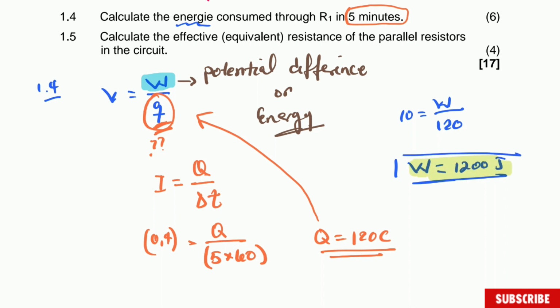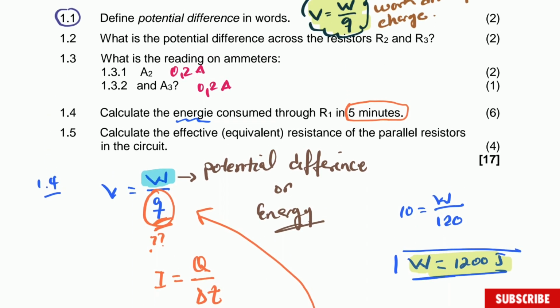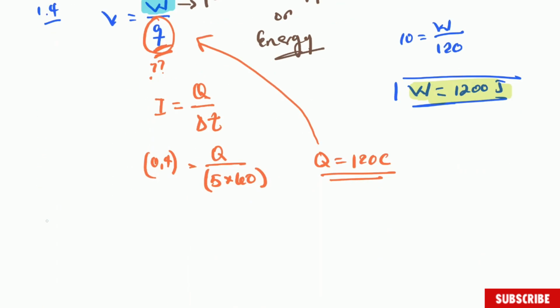Now, the last one is question 1.5. Question 1.5 says calculate the effective resistance of the parallel resistors in the circuit, only the parallel resistors. They only want the parallel. So for 1.5, we are going to calculate the resistance in parallel. This is the question mark.